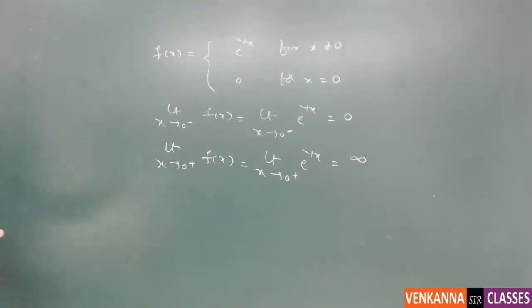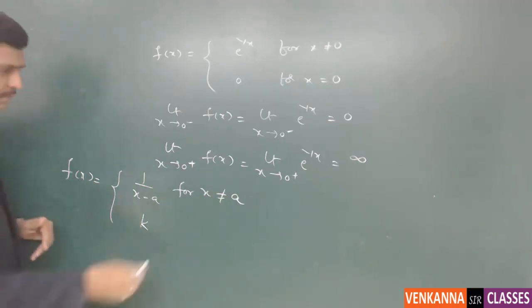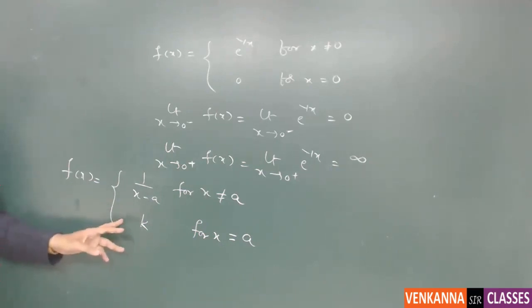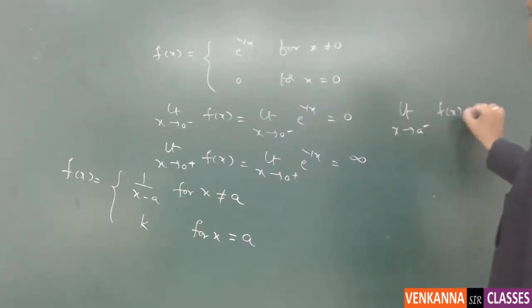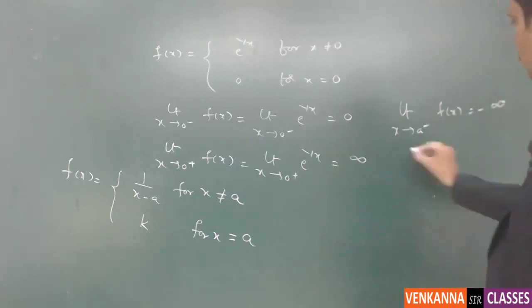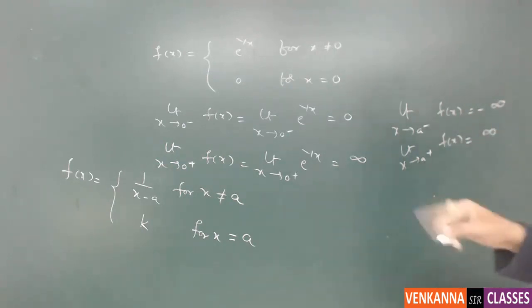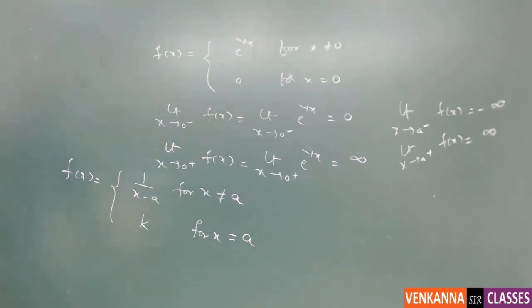So if you want a very simple example, you can just say like this. You take f of x is equal to 1 by x minus a for x not equal to a, and f of x is equal to k, where k is any number, for x equal to a. So if you define like this, if you calculate the left limit, limit x tends to a minus f of x, you will get minus infinity. Limit x tends to a plus f of x, you will get plus infinity. Accepted? If you calculate the limits.